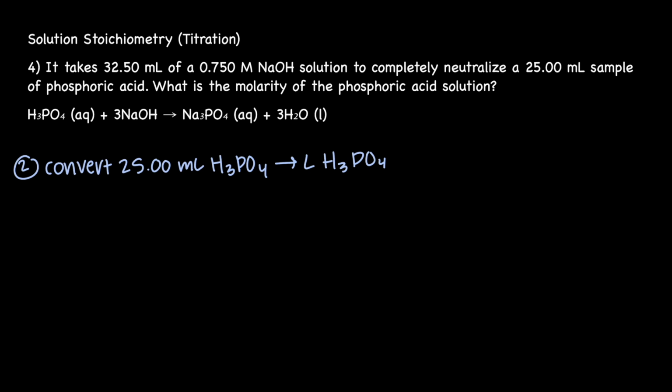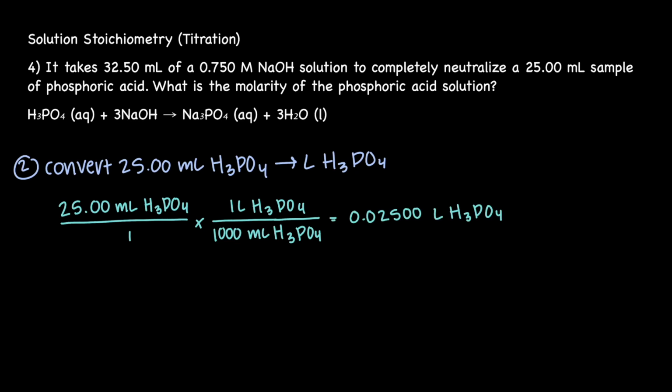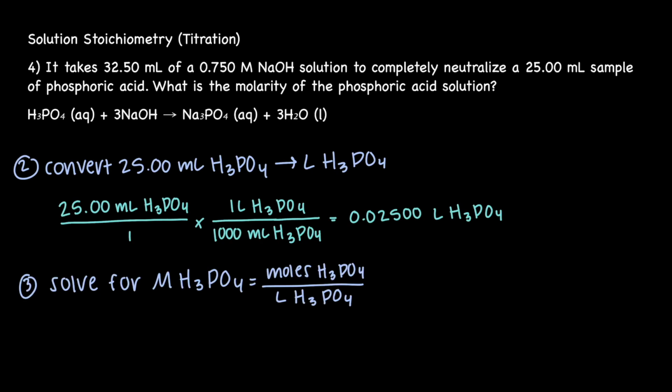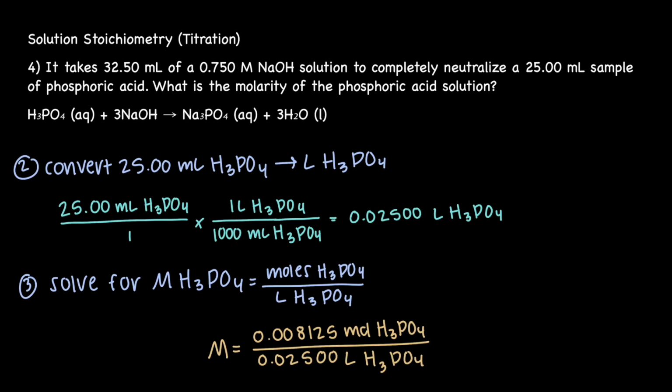Next, we can find the liters of phosphoric acid. We have 25 milliliters of phosphoric acid. We can divide by 1,000 to get 0.025 liters of phosphoric acid. In the last step, we can solve for the molarity of phosphoric acid by dividing the moles of phosphoric acid by the liters of phosphoric acid found. Dividing, we get 0.325 molar phosphoric acid.